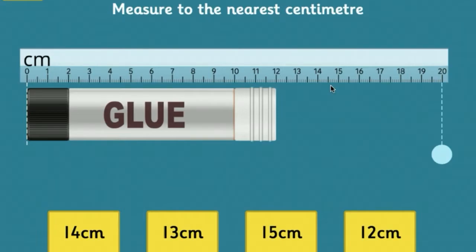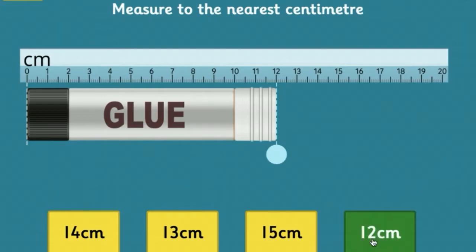Our third object, it looks like a glue stick. Again, we're making sure it's lined up at the 0 at the edge of the object. We'll drag this down again to get the closest to the edge as we can. And we'll follow this up here. We see that it lands at 12 centimeters. We'll come to our answer choices at the bottom. And here is 12 centimeters. Let's check our answer again. Brilliant.